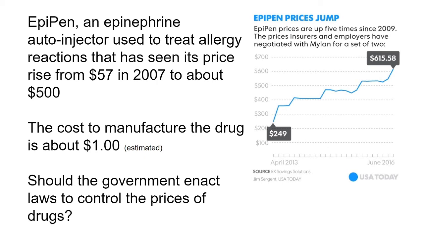Should the government enact laws to control these prices to keep people from having to choose between, do I get an EpiPen that could save my life, or do I pay my rent this month so I'm not homeless? These are choices that everyday people have to make because drug manufacturers have set prices so incredibly high and insurance companies are not always covering as much of the cost as they can or should.